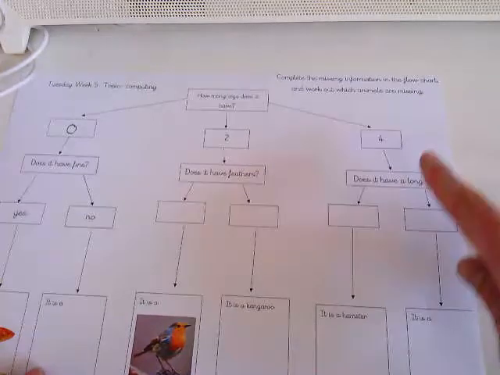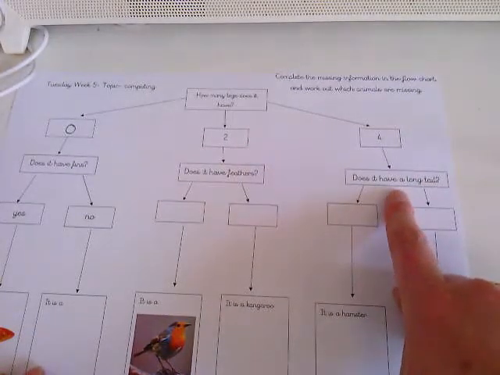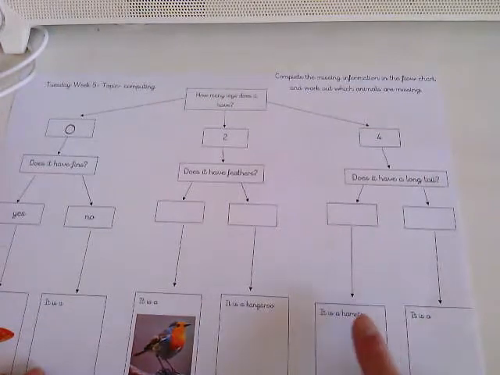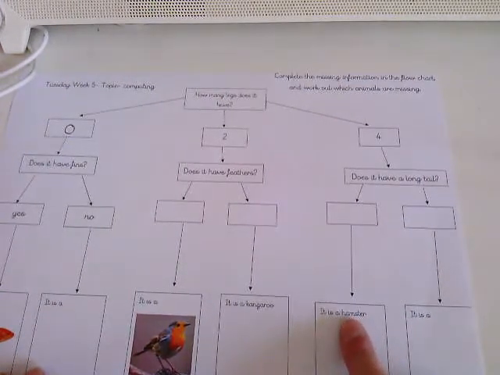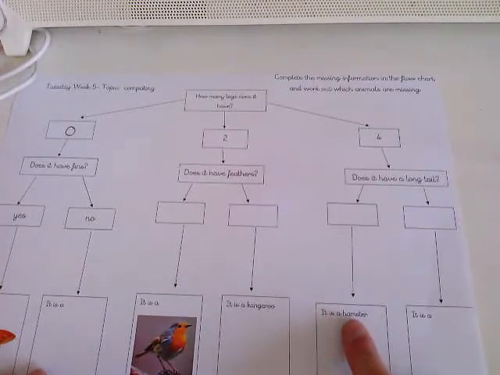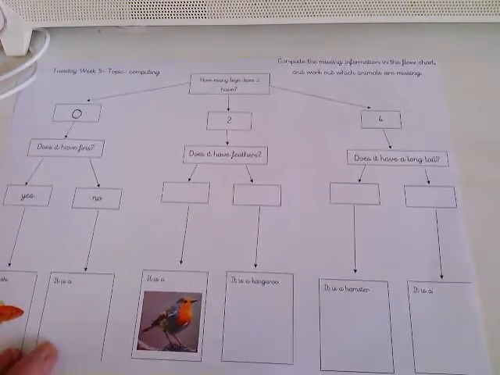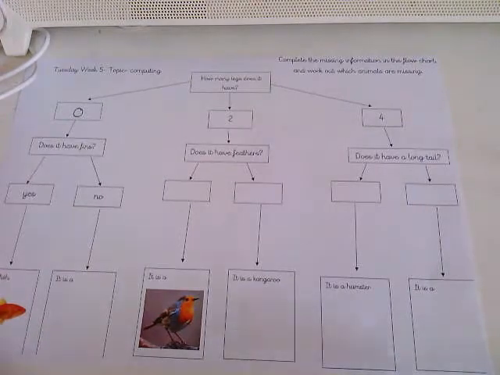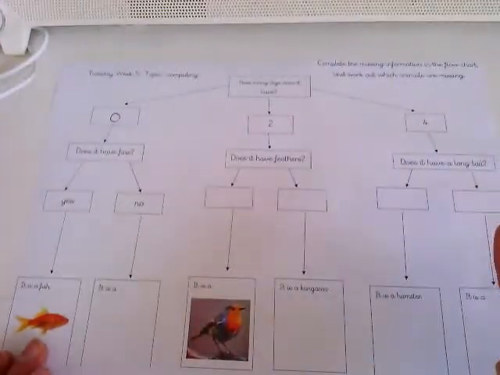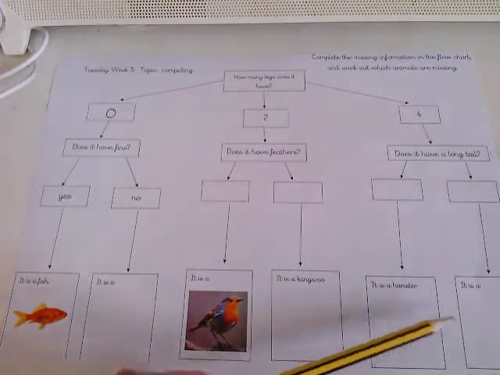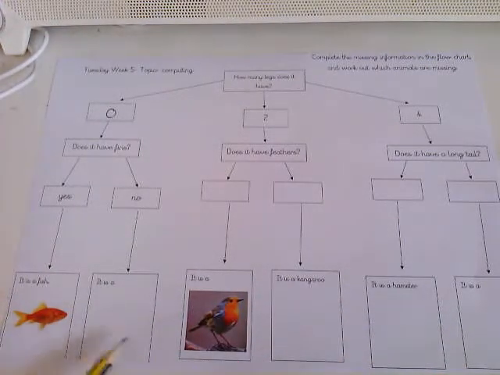It has 4. Does it have a long tail? You need to write yes and no, and you've got these animals drawn in for you. You've got a clue for one of them. A hamster, does that have a long tail? You might need to look up a picture of that if you're not sure what a hamster looks like. Once you have filled in all of these questions, then you need to answer which animals they all are. The ones that don't have a picture already, you can draw a picture of the animal.